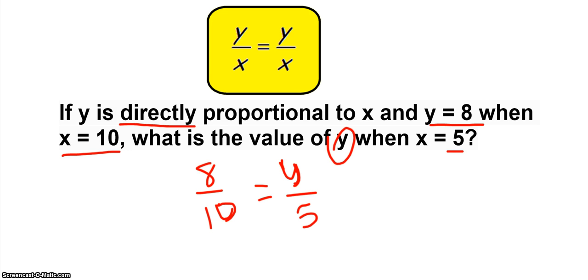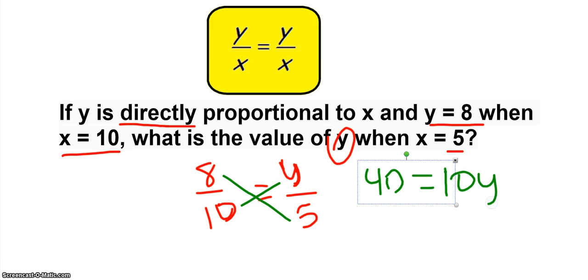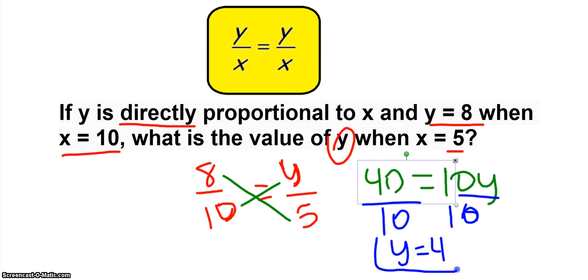Alright, now we're going to go back to like 7th grade and cross multiply and divide. I'm going to do 8 times 5, which is 40, equals 10 times y, which is 10y. After I cross multiply, now I can divide. I'm going to divide by 10, because that's what y is being multiplied by. 40 divided by 10 equals 4, so y equals 4 is my answer.